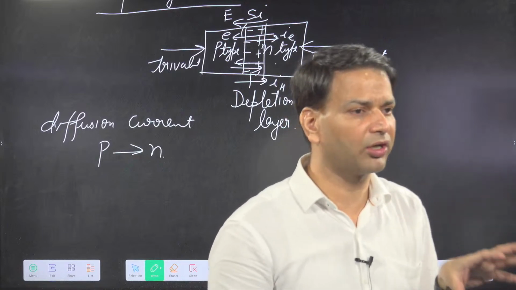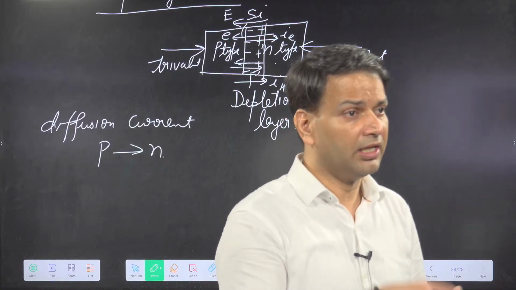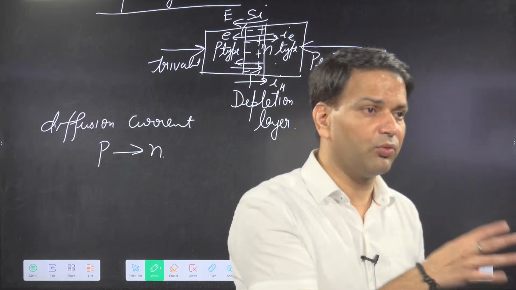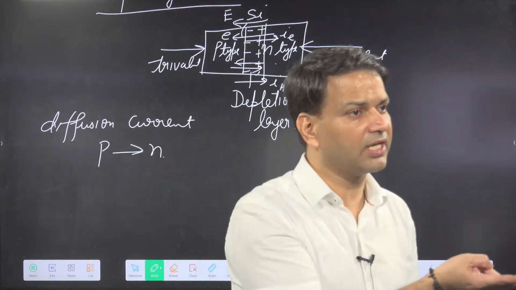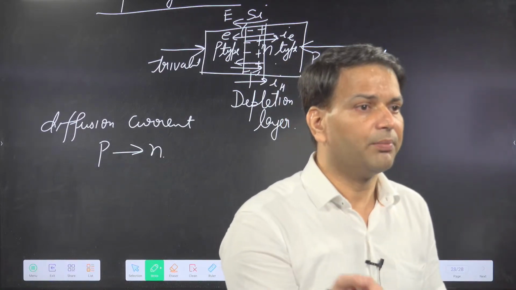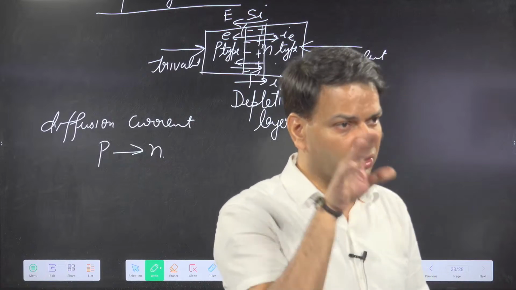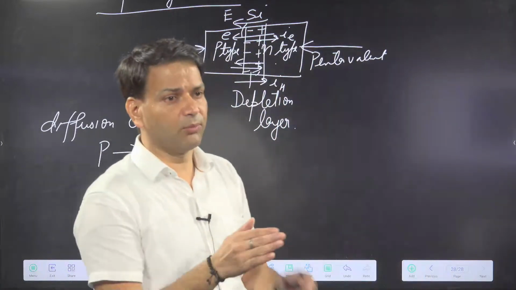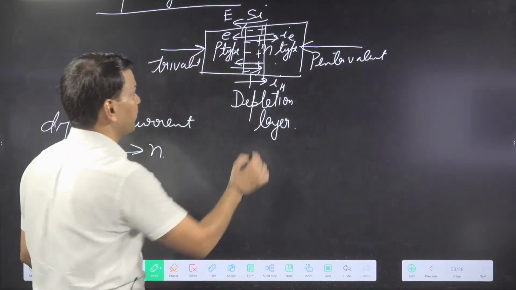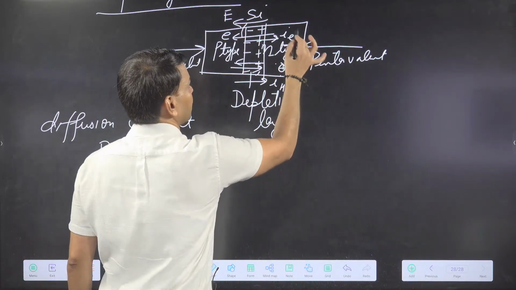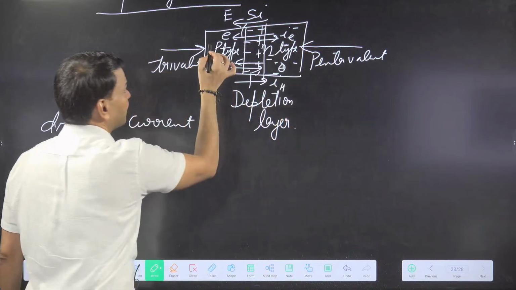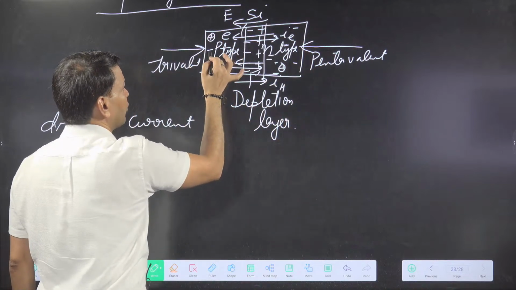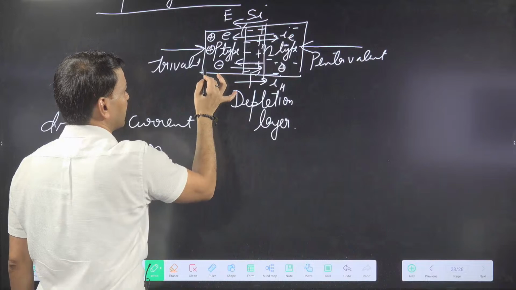That is called the minority charge carrier. So in the P side, majority is the hole, minority is the electron. In the N side, majority is the electron, so minority will be hole. So in the N side, some holes are there, some positive charges, and more negative charges. And in the P side, more positive charge, more holes are there, but some negative charges are also there.